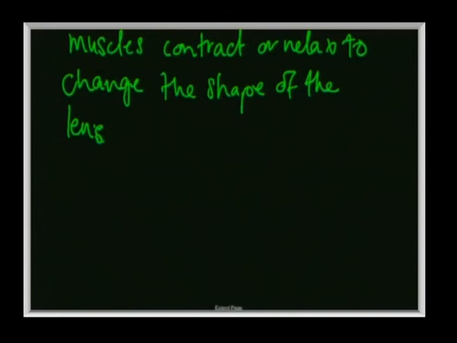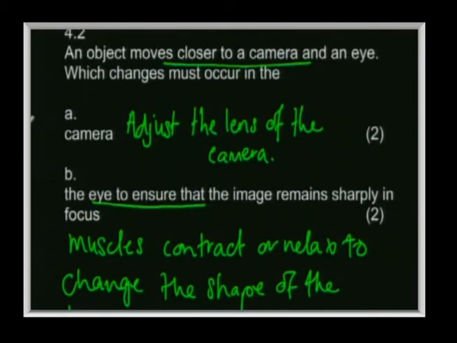I just want to mention over here, your eye has a lens that can change its shape. The camera does not have a lens that can change its shape. It's pretty much a fixed lens. So the only way that it can improve the image that is formed of the object is to move the lens further or closer. All right? And that is what is meant over here by the adjustment of the lens of the camera, so that the lens is further or closer from the focal point that you are looking at.